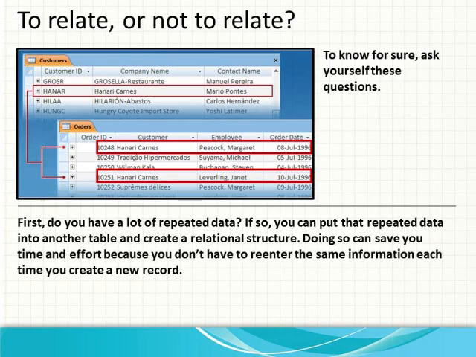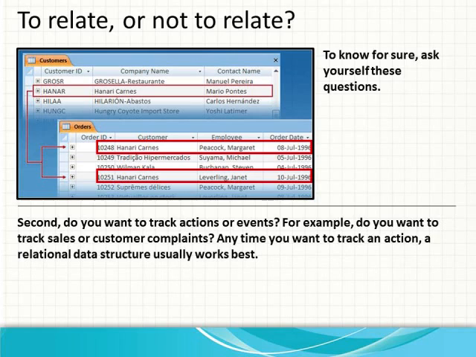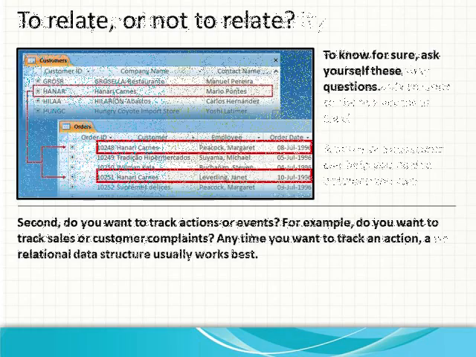So if we have repeating data, well, you don't need to repeat it. You can put that data into its own table and create a relationship to it. Doing so can save you a lot of time and effort because you don't have to re-enter the same information over and over again. A second consideration is, do you want to track actions or events? For example, do you want to track sales or customer complaints? Anytime you want to track an action, a relational data structure usually works best.